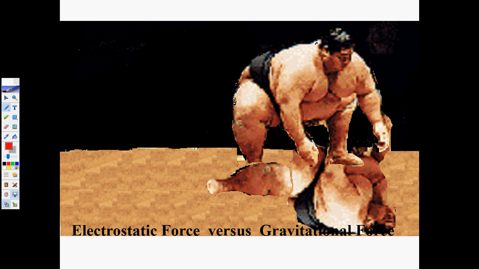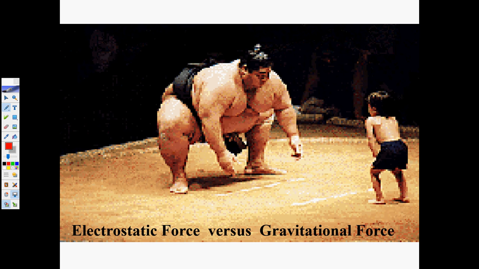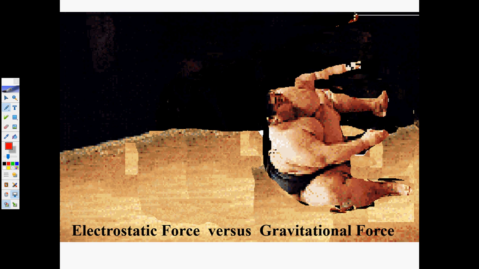It really would be more like this, guys. The gravitational force doesn't even have a chance. I hate to show this because it's ugly, but really, if there was a showdown between the electrostatic force and the force of gravity, the electrostatic force would just squash the force of gravity.